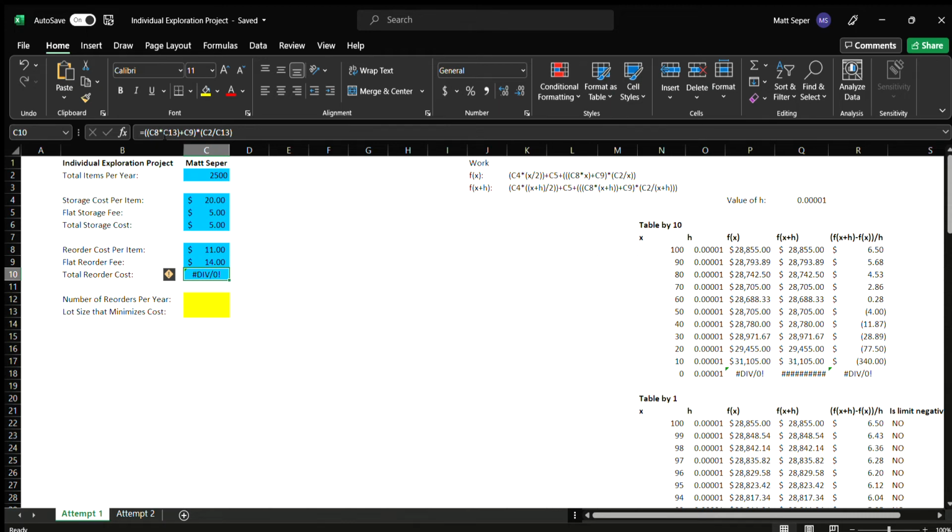C13 is actually my x value, quote unquote, when we're talking about this in an algebraic sense, because the cost function depends on x, and x is the lot size. So I just added those together and replaced C13 with x to get a cost function over here.